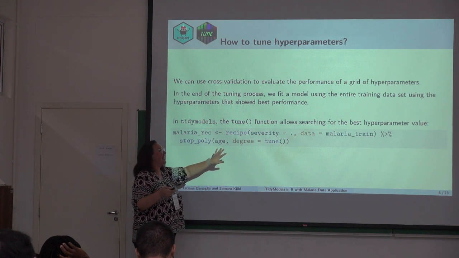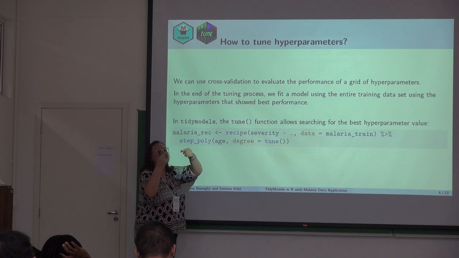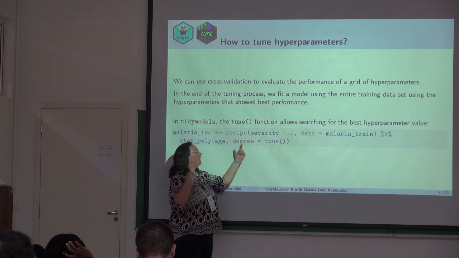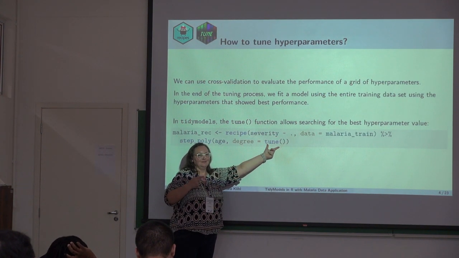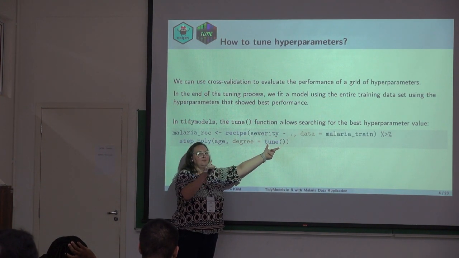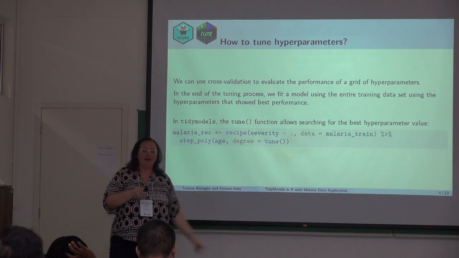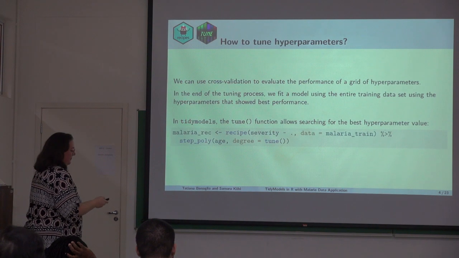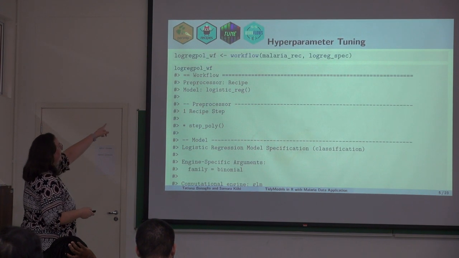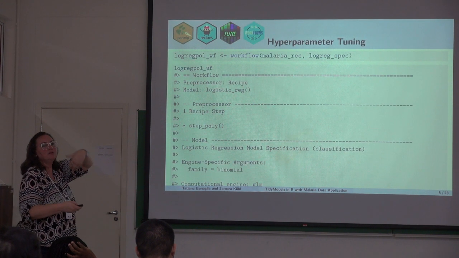What I'm gonna do is, I'm not gonna set up a recipe for each degree of the polynomial. I'm gonna say, okay, 2. Leave it open, because later I have another function that's gonna do that. Right? So this is one thing. Then I have the workflow with this recipe, with the tune.